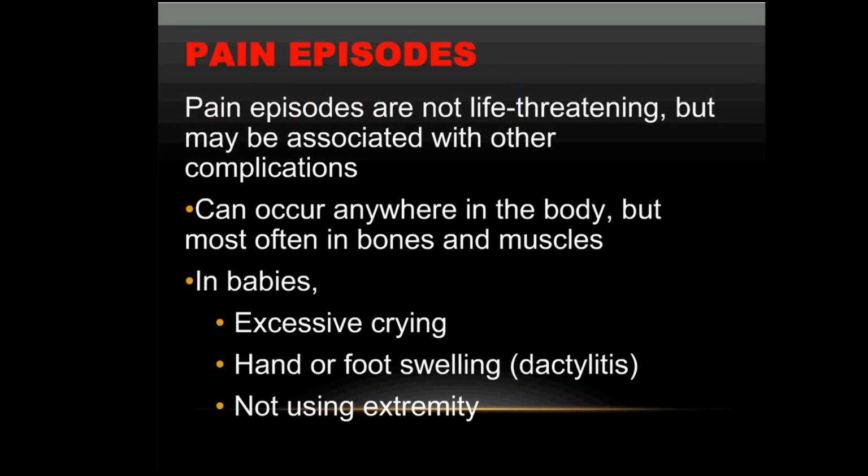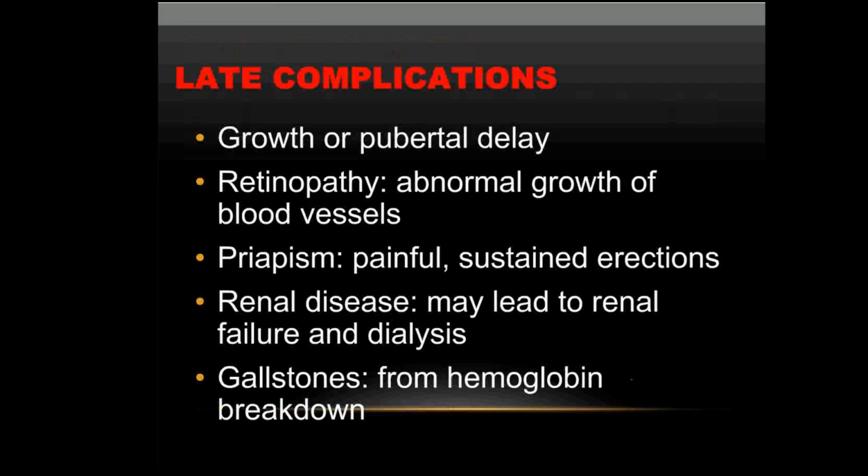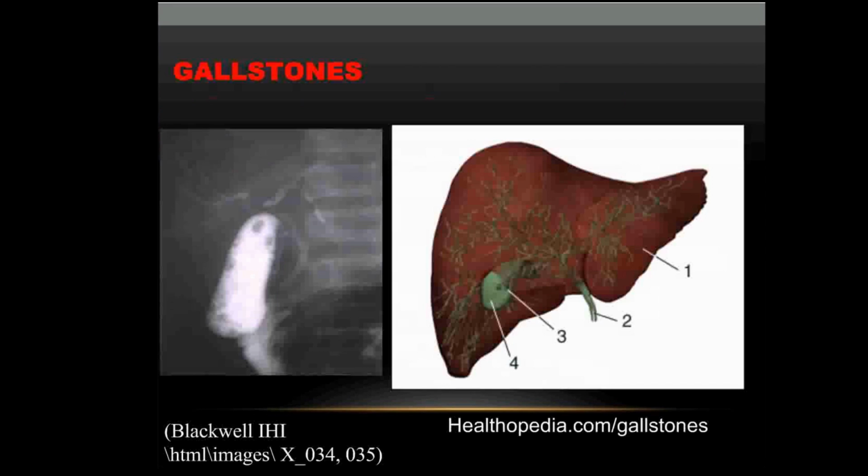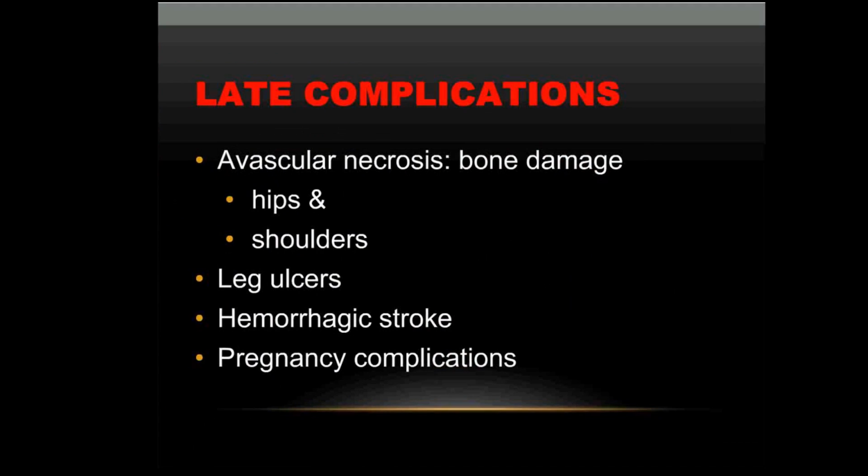The pain occurs because of this vasoocclusion, the insufficient blood flow and oxygen, and that causes tissue damage, and that's very painful. It's not life-threatening, but it can be associated with other complications. And again, it can occur anywhere in the body. It's usually in the bones and muscles. And again, in babies, you'd see they'd be very fussy. You won't be able to console them. They can have that hand or foot swelling, or they're not using an extremity.